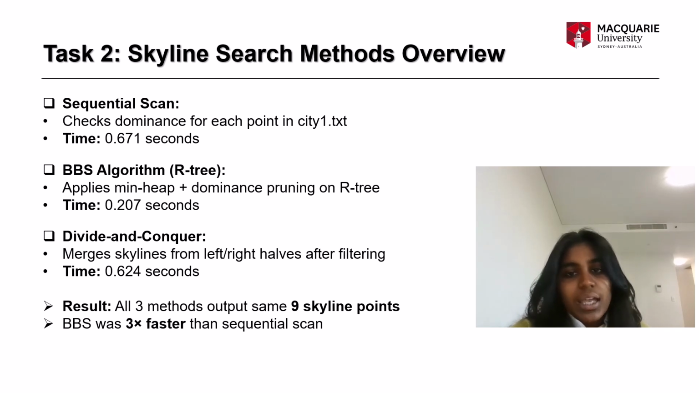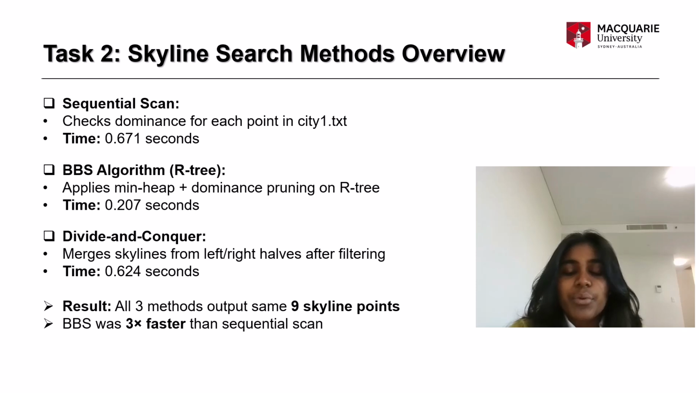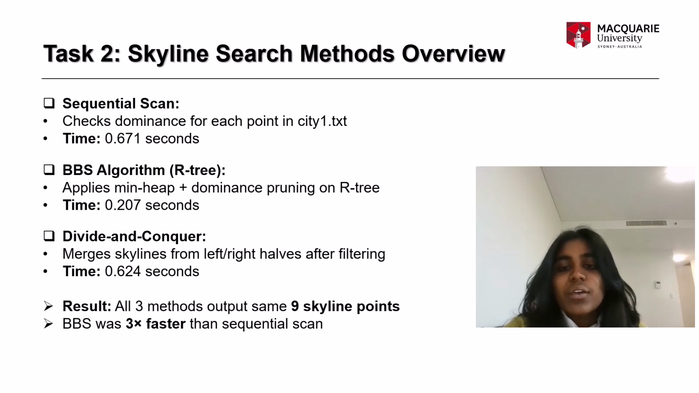And in branch and bound skyline, we used an R-tree and a min heap to prune dominated entries, and the runtime was around 0.207 seconds. And in the divide and conquer algorithm, which splits the dataset, computes partial skylines, and merges them all together, the runtime was around 0.624 seconds. All these three methods produced the same 9 skyline points, confirming the correctness of the results. Each approach highlights the trade-off between simplicity and efficiency, with BBS proving to be the most optimized on our dataset.